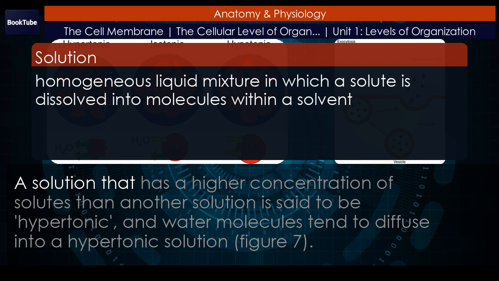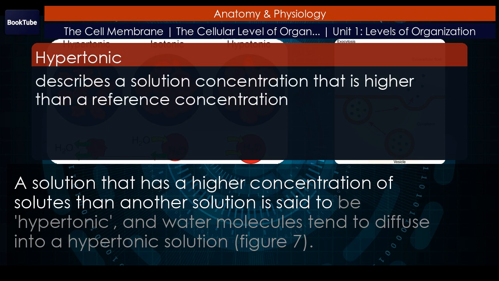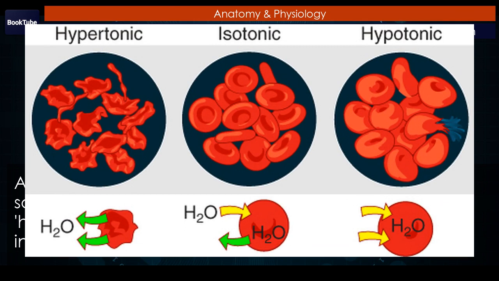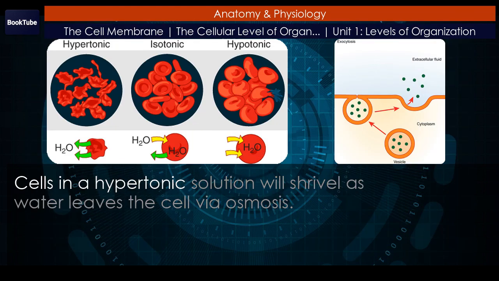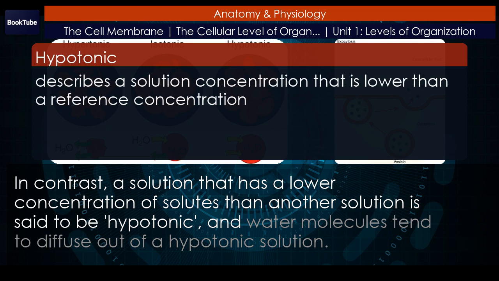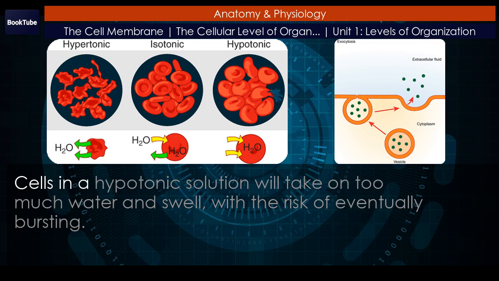A solution that has a higher concentration of solutes than another solution is said to be hypertonic, and water molecules tend to diffuse into a hypertonic solution. Figure 7. Cells in a hypertonic solution will shrivel as water leaves the cell via osmosis. In contrast, a solution that has a lower concentration of solutes than another solution is said to be hypotonic, and water molecules tend to diffuse out of a hypotonic solution. Cells in a hypotonic solution will take on too much water and swell, with the risk of eventually bursting.